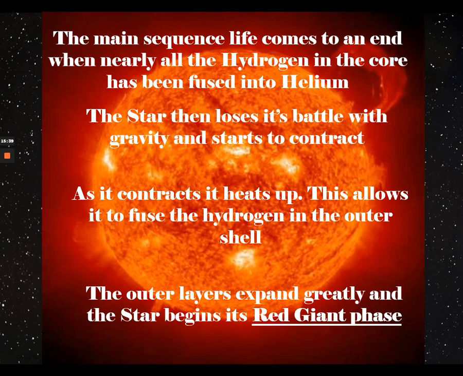The main sequence life will come to an end when it's run out of its hydrogen in the core, and then it will lose its battle with gravity. So once it loses its battle with gravity, it starts to contract. That heats it up, anytime you compress a gas, which allows fusion for the outer shell, the outer layers. And that causes a rapid expansion, and it's now entered its red giant phase.